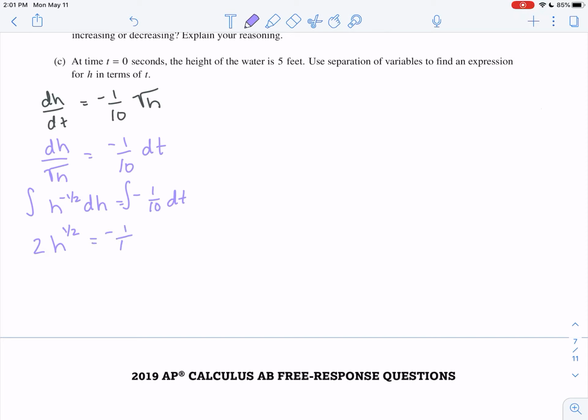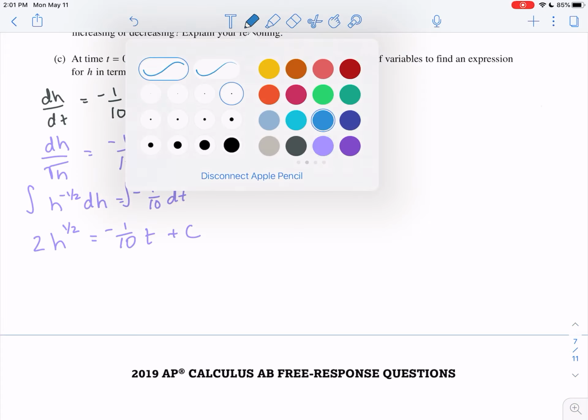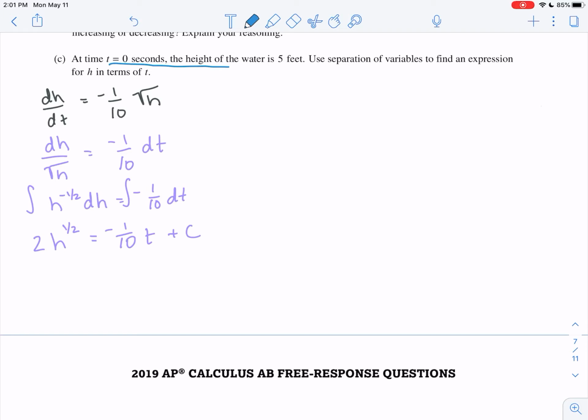Antiderivative for the right will just be negative 1/10 t. Now don't forget your plus c. If you don't put your plus c, no more points for you, okay? Now, as soon as you put your plus c, go find what your c is using the initial condition.